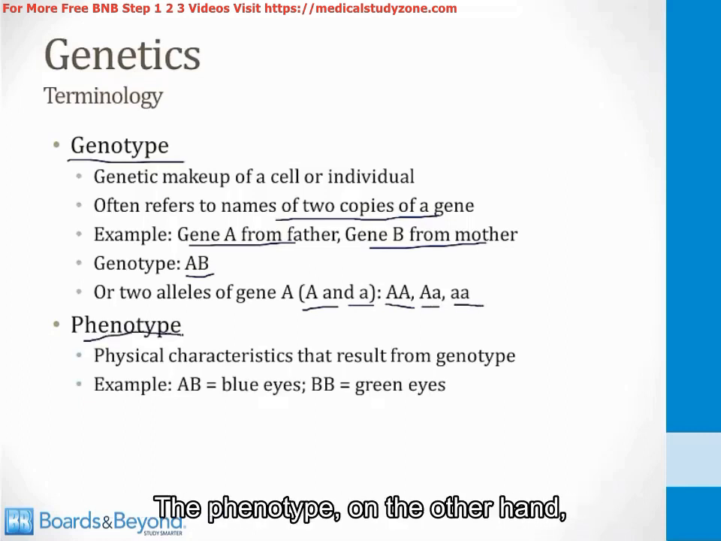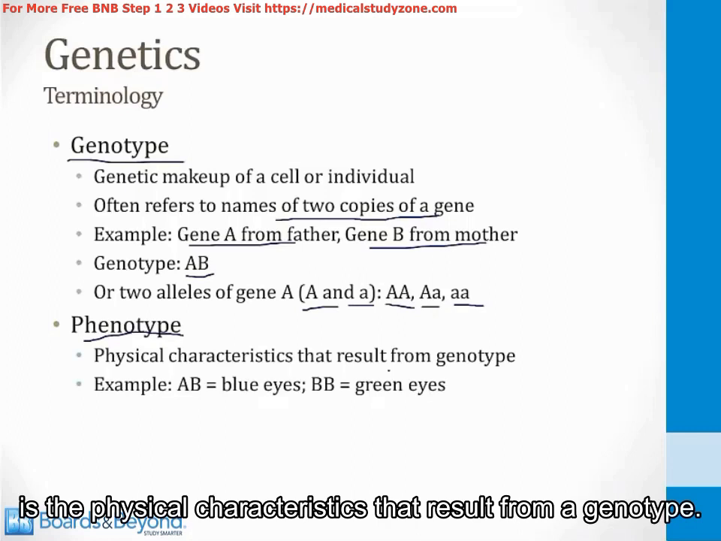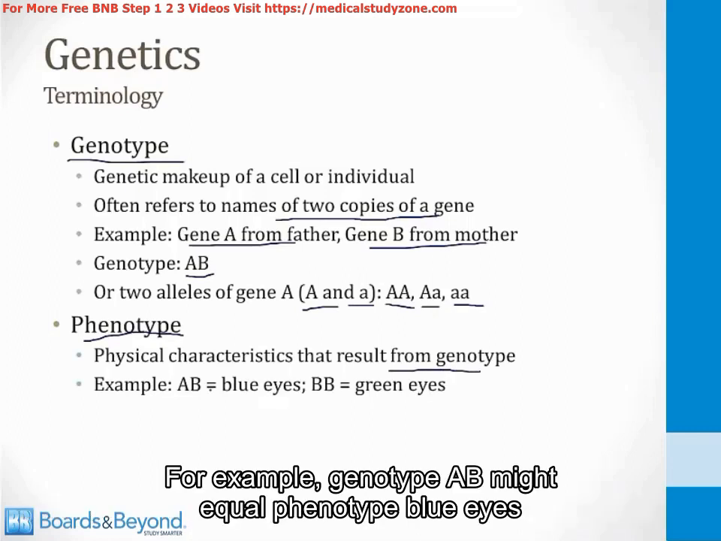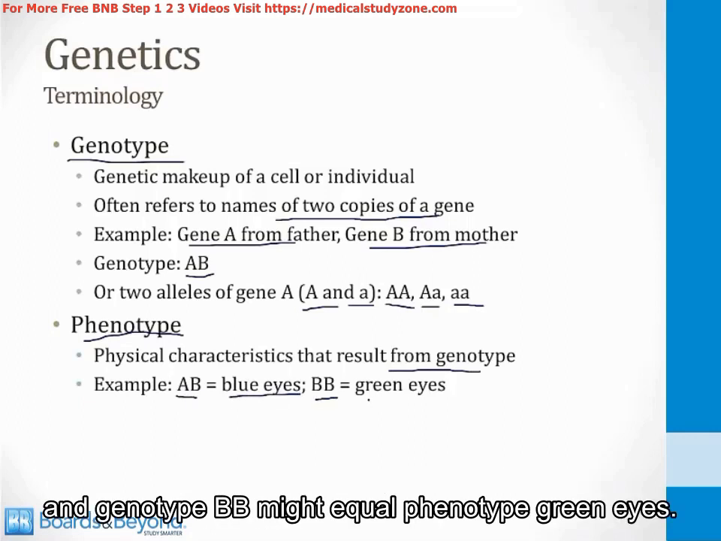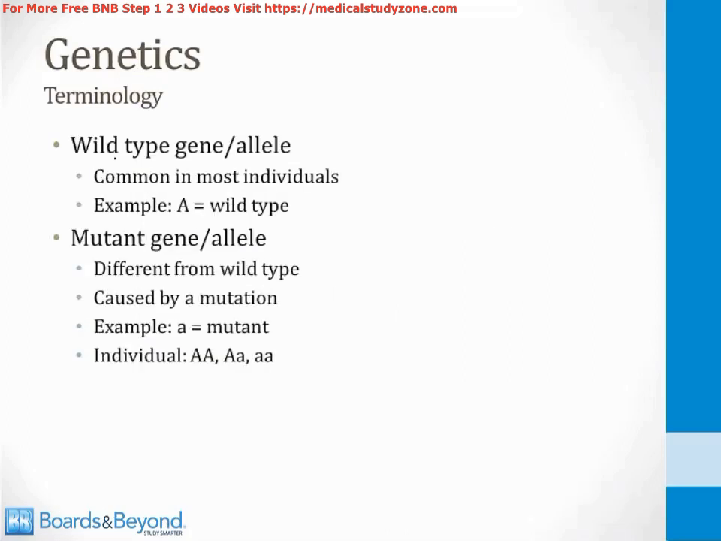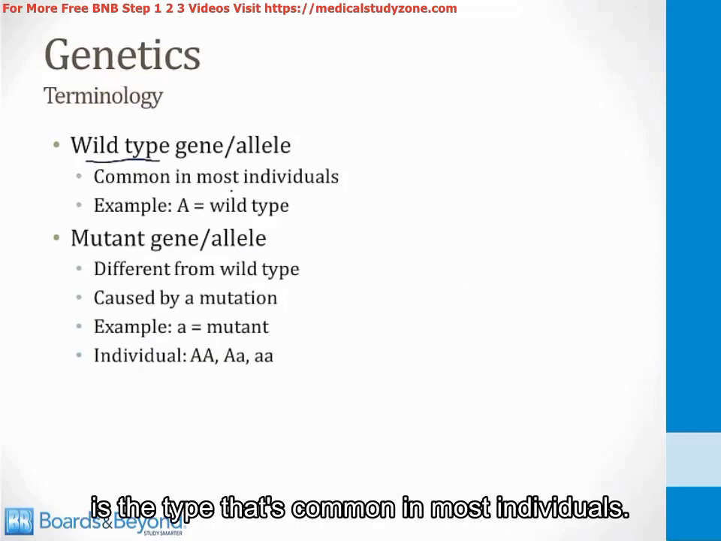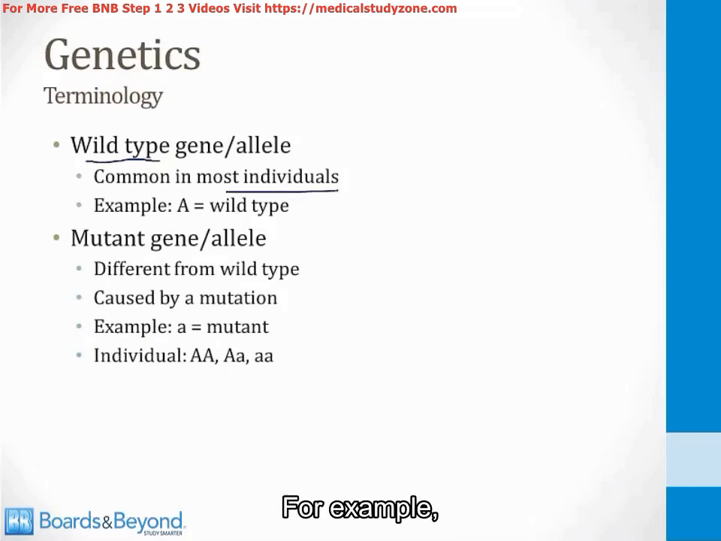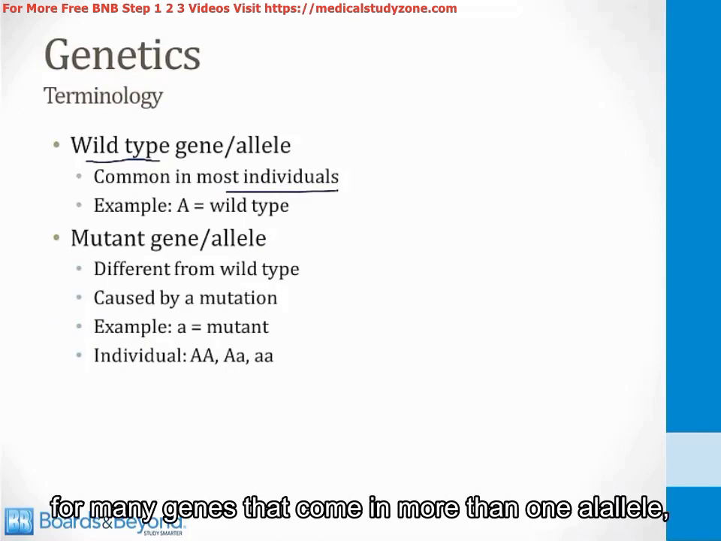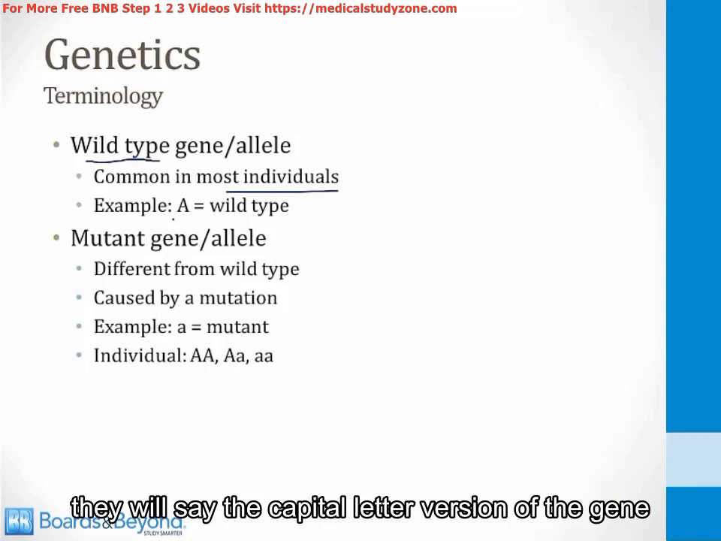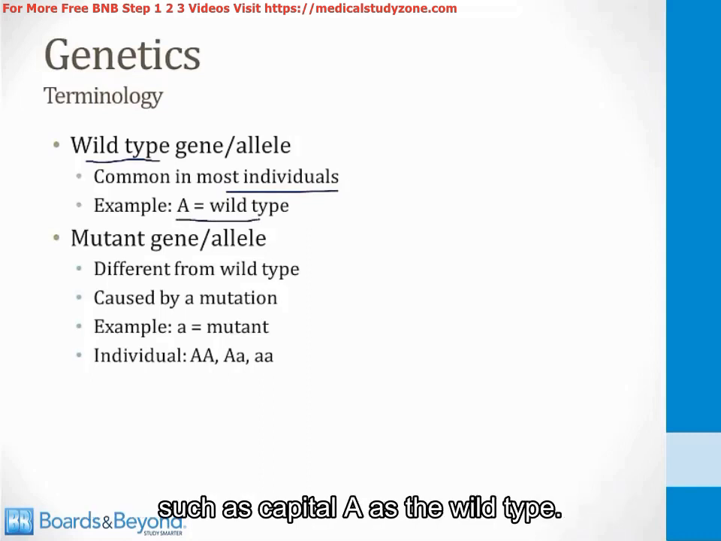The phenotype, on the other hand, is the physical characteristics that result from a genotype. For example, genotype AB might equal phenotype blue eyes, and genotype BB might equal phenotype green eyes. The wild-type version of a gene or allele is the type that's common in most individuals. For example, for many genes that come in more than one allele, they will say the capital letter version of the gene, such as capital A, is the wild type.